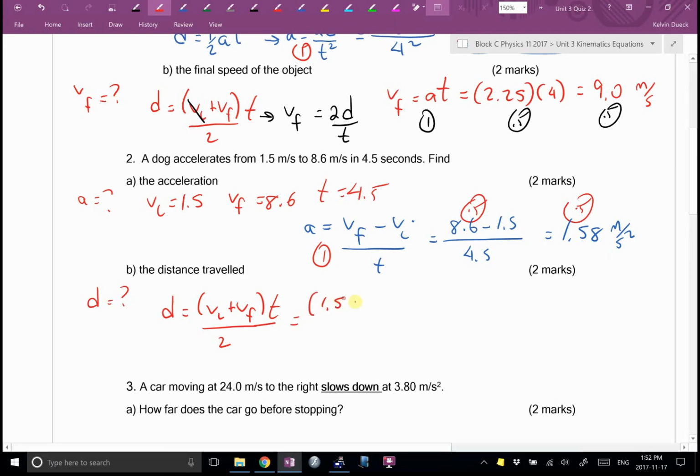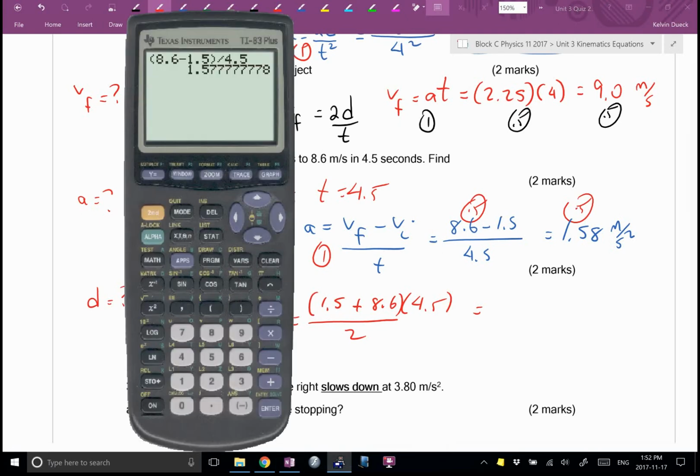It's going to be 1.5 plus 8.6 divided by 2 times 4.5. How do I type that in? It's going to vary from calculator to calculator. On my calculator, I can go 1.5 plus 8.6 in brackets, and then I can put a 4.5 right there, and my calculator knows I'm multiplying. Some of your calculators might give you an error there. You might have to put a times sign between the bracket and the 4.5. Christy, that's for you. Have I gone on my calculator rant occasionally? That's for you to figure out and play around with.